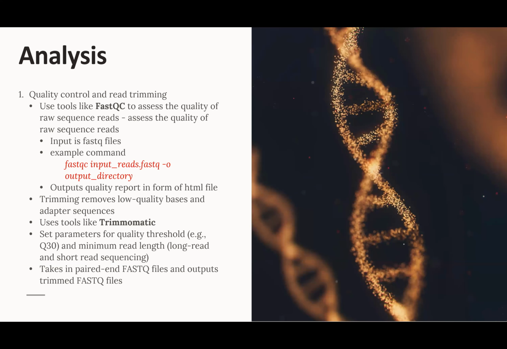And now the analysis part, which is the bioinformatics part that I am more aware of. The lab part, I'm a little rusty on that. Okay, so the first analysis you want to do is quality control and read trimming. So quality control uses tools like FastQC, and the purpose of this is to assess the quality of your raw sequence reads. You want to check if they came out nicely or not. So this takes in FASTQ files as input, and this is the command that you will run.